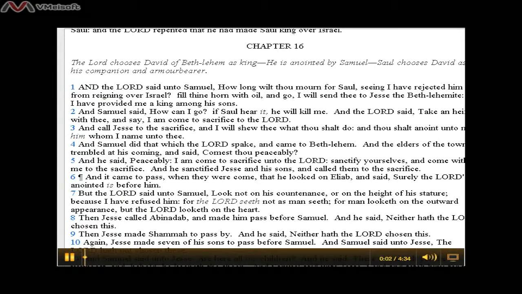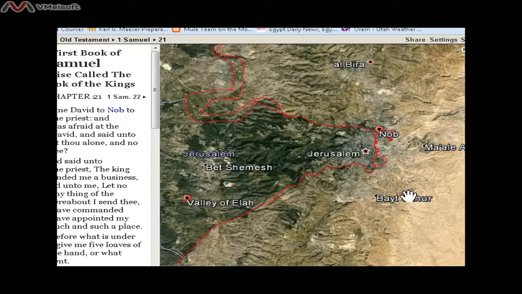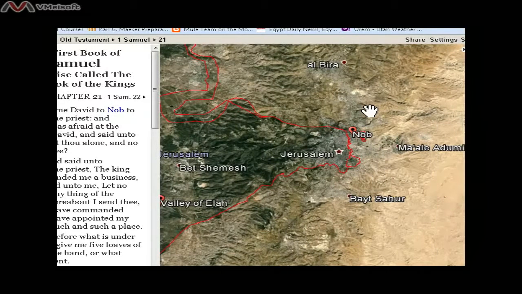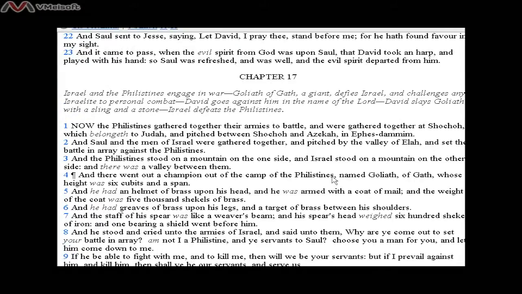So today we have so much to cover, we'll probably have to have a few videos to get through it all. But we start out with Samuel being sent by the Lord from Gibeah to anoint David king in Bethlehem. So Gibeah is right here, and he leaves there and comes through Jerusalem to Bethlehem, which is right here. So he goes there and he anoints David, and we know that story. The next story then will be, of course, how David kills Goliath.